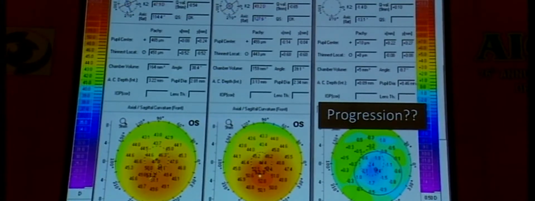Now again, another example: is this actually progression or is it not? I'm hiding a certain amount of the data in this slide. So again, this was taken 3 months apart. Now 3 months after cross-linking, where haze is still playing a role, it might be difficult to comment on progression. So again, you should wait, as Dr. Rohit had also illustrated, at least a year or a year and a half before commenting on progression.